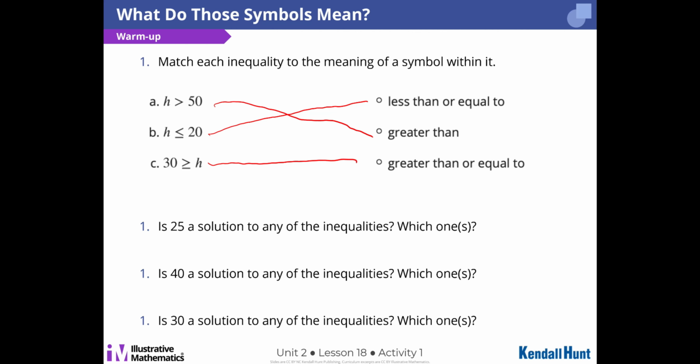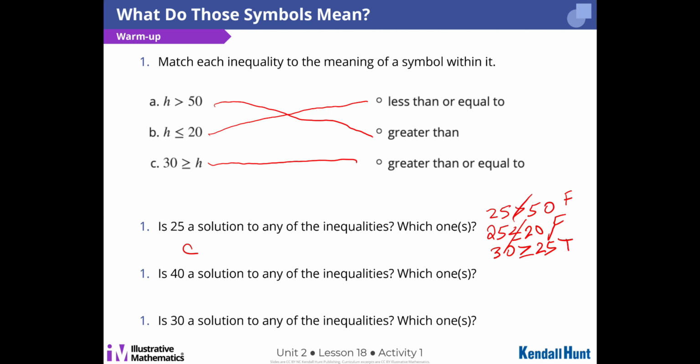If we plug in 25 for A, is 25 greater than 50? That's false. So A doesn't work. Is 25 less than or equal to 20? That's also false. And is 30 greater than or equal to 25? That's true. So this situation works for C.